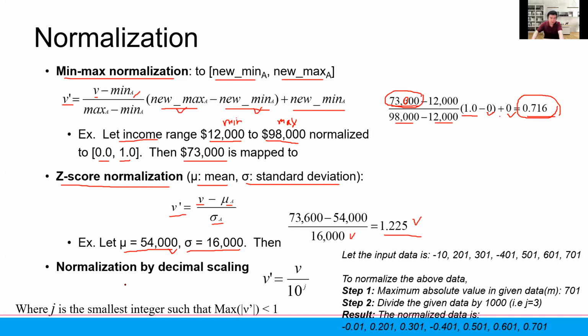The last normalization method is decimal scaling. In decimal scaling, the new value is v divided by 10 to the power of j. So what is j? j is the smallest integer such that the maximum of the new values is less than 1. What does it mean?